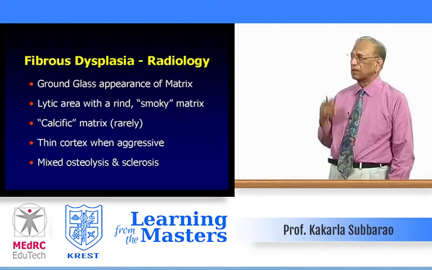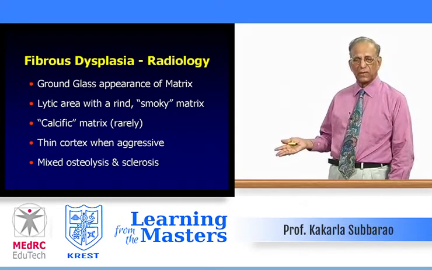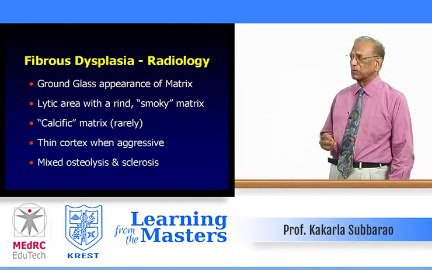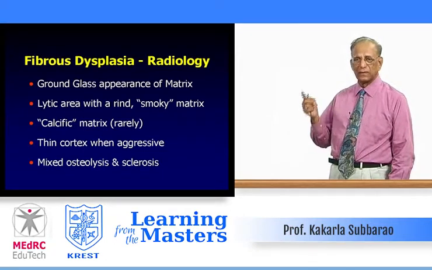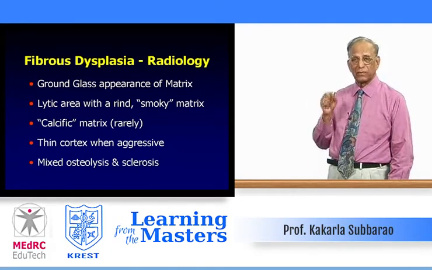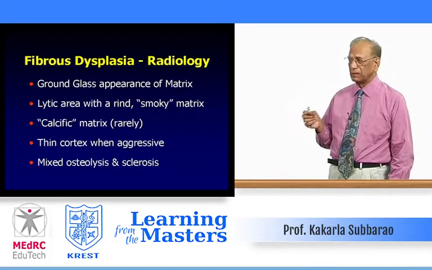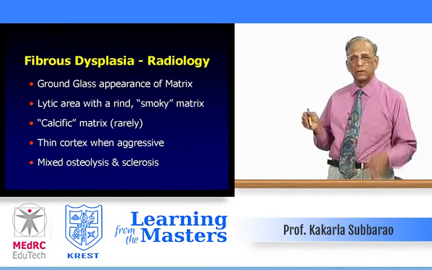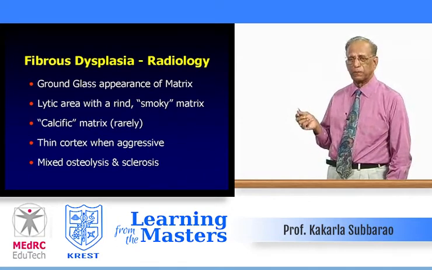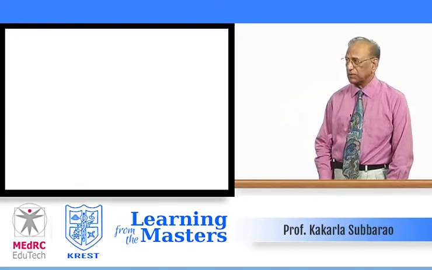Radiologically, what do you find? Ground glass appearance of the matrix. Normally, there is a differentiation between the cortex and spongiosa. That spongiosa bone looks ground glass. Lytic area with a rind and smoky, same ground glass type of matrix. Occasionally, you may get a calcific matrix, which resembles cartilaginous calcification, and then you may call it a fibrochondrodysplasia. When it is aggressive, it may balloon the bone and thin out the cortex. And in some cases, you may get a diffuse density or mixed osteolysis as well as dense sclerosis.